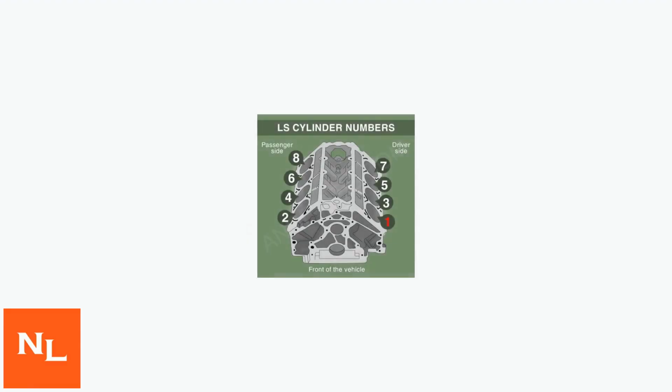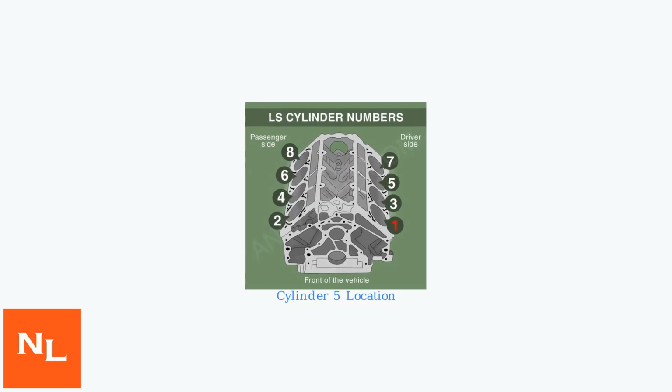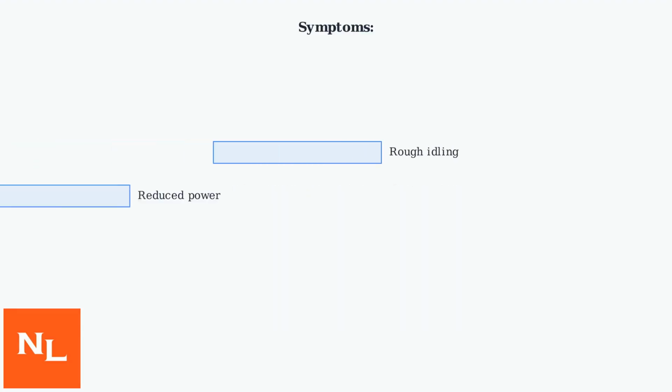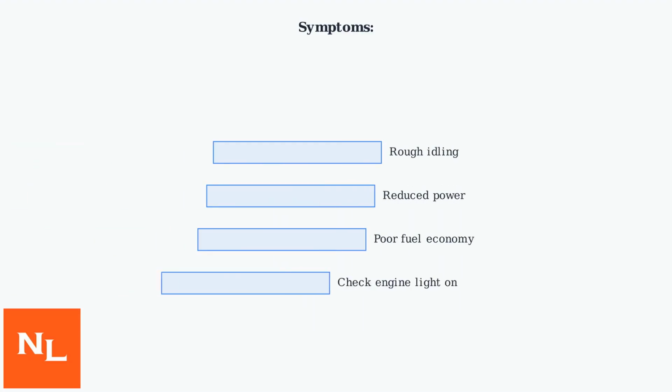The P0305 code means your vehicle's computer has detected a misfire in cylinder 5. This refers to cylinder number 5 in your engine's firing order. A misfire happens when the air-fuel mixture in that cylinder doesn't ignite properly. This can cause rough idling, reduced power, poor fuel economy, and the check engine light to come on.